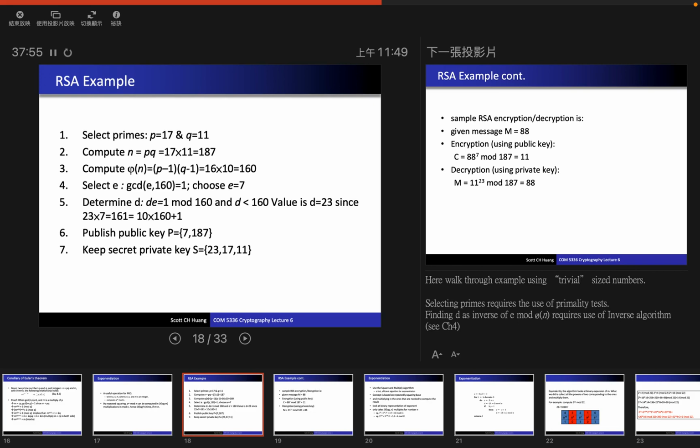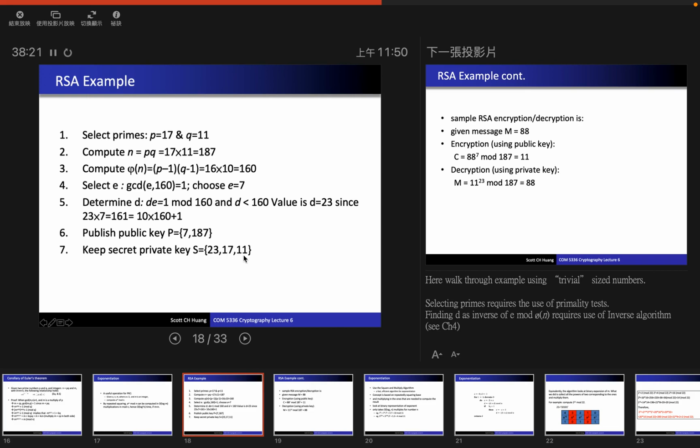We remember that last time we introduced two sequences, the S sequence and the T sequence. We can use that to find the inverse. And then this is the public key and the private key. The private key is this P and Q, 17 and 11. These are the private key.